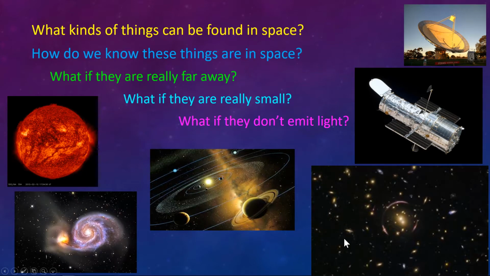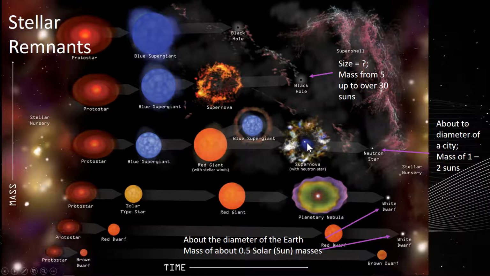When we think about space, we think about things that can be found in space, such as stars and galaxies and planets, and we know these things are in space because either we can see them with our eyes, or if they're small or far away, we can use telescopes. But we do run into a problem if objects don't emit light. How do we see them? Well, one of the objects that does not emit light in the universe is something called a black hole.